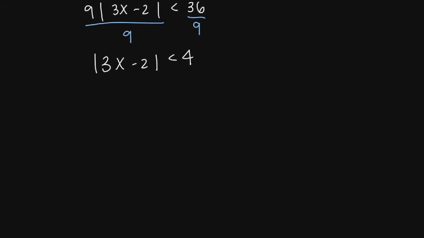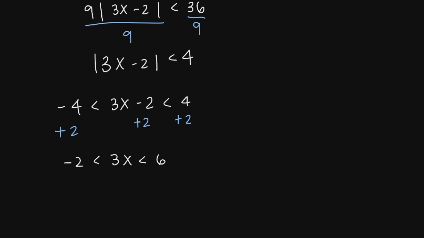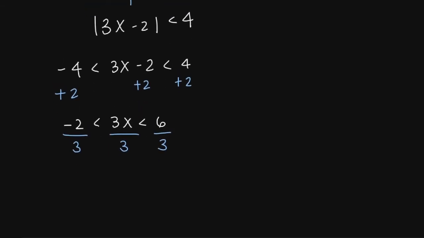And since it's less than, it's going to be an "and" inequality. So negative 4 is less than 3x minus 2, which is less than 4. Then to solve, we're going to add 2 on all the sides. So negative 2 is less than 3x, which is less than 6. And then divide everything by 3. So then we get x: negative 2/3 is less than x is less than 2.